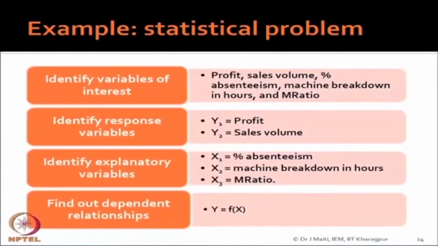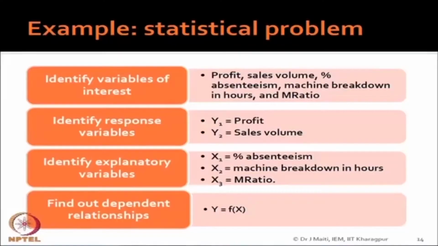Now, we will convert it into a statistical problem. If you really want to build a statistical problem from a practical problem, these are the few steps which you must follow. First one is to identify variables of interest. In this example: profit, sales volume, percentage absenteeism, machine breakdown in hours, and M ratio. These are the variables we have identified.